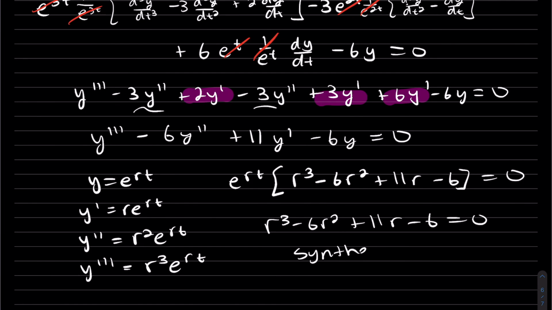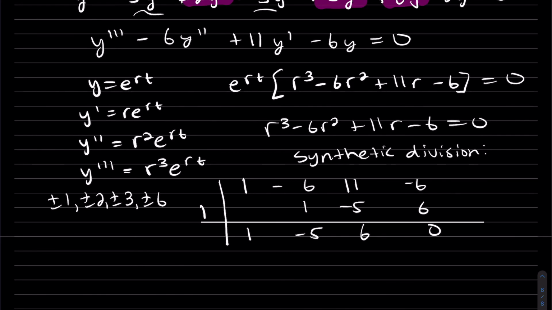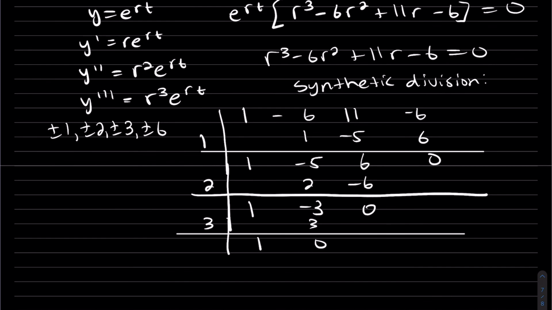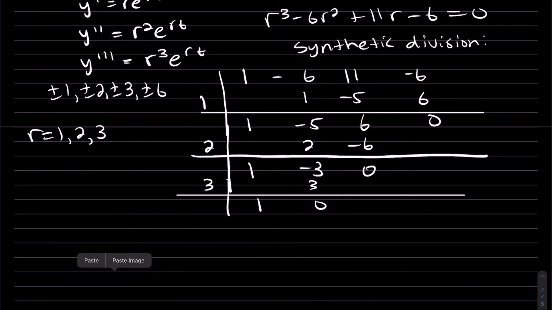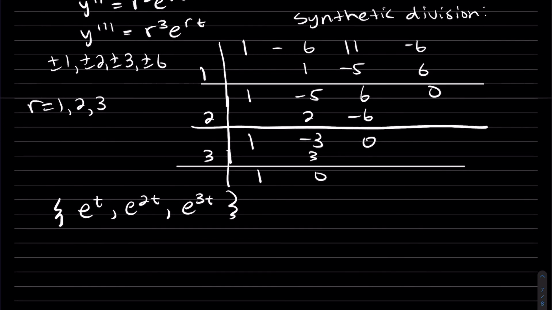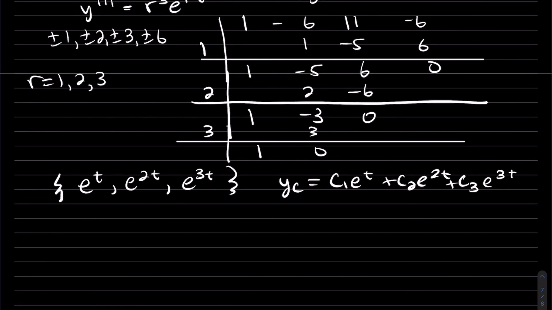Synthetic division. Oh, look at that. Three distinct roots, pretty easy. So our yc. Don't forget, we can still solve homogeneous equations. So my yc is my general solution because it's homogeneous.